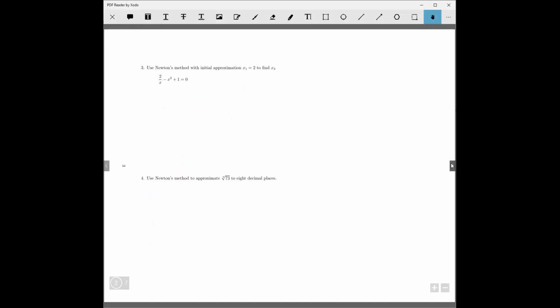That's all right. Okay, number 3. We're going to actually use Newton's method. So here's our initial approximation, and we want to use that initial approximation to find x3. Okay, so here's the formula. I guess I should have put that down there. It's xn minus f of xn over f prime of xn.